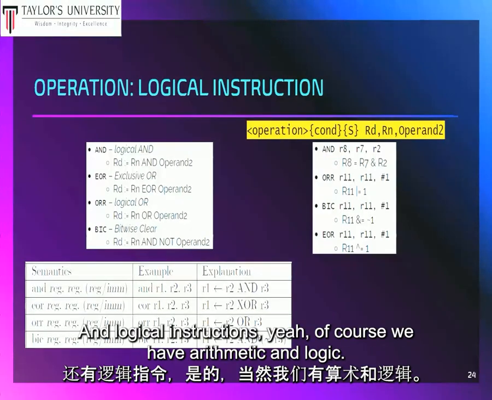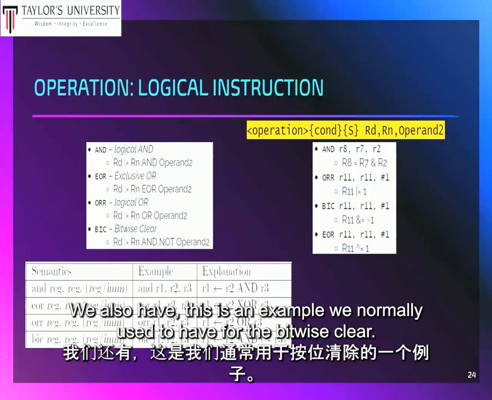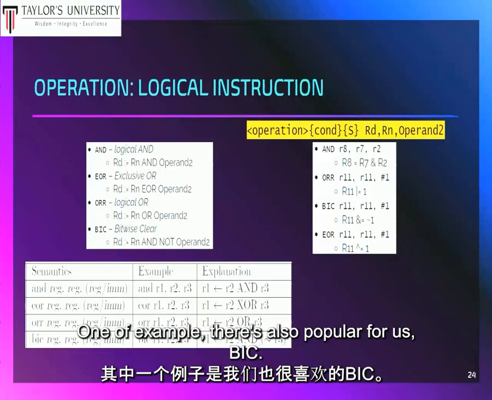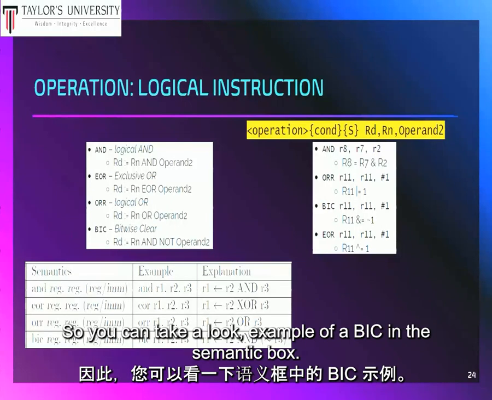And logical instructions: of course, we have arithmetic and logic. This is an example. We normally have the bitwise clear as one example. There's also the popular one for us, BIC. You can take a look at an example of BIC in the semantic box.